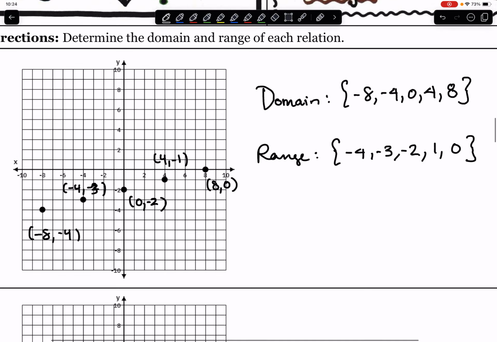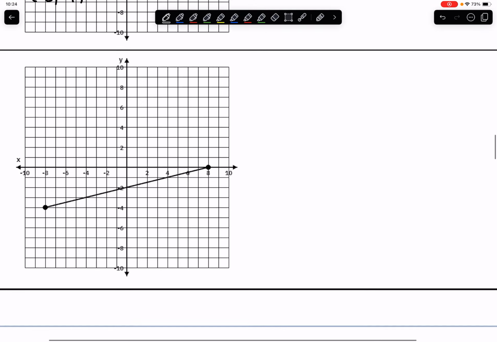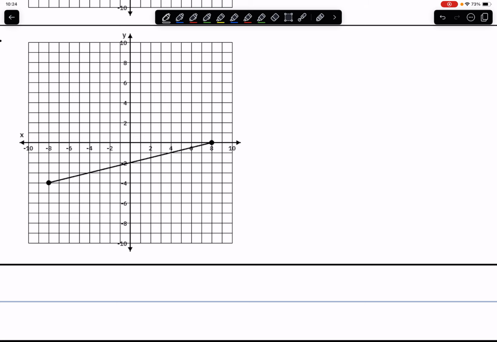Now, if the relation is represented by a graph using, again, continuous data, where we're looking at everything in between, not just those points, not just -8, -4, -4, -3, 0, -2, 4, -1, and 8, 0. We're looking for everything in between as well. Well, the way we get the domain for this is that we have to include everything in between those points as well. So it's not just going to be these points that are part of the domain and range, but everything in between as well. So all of the x and y values in between those 2 points, and so on.